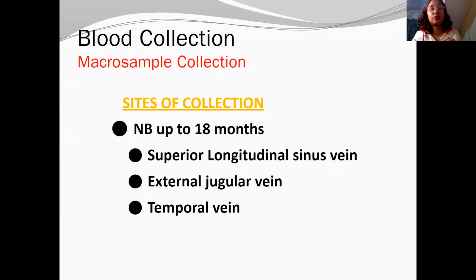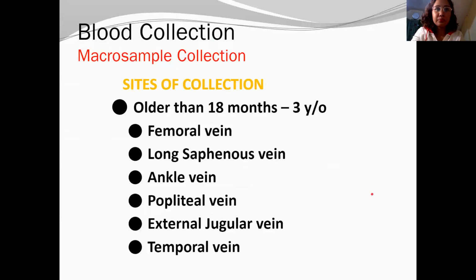So, where are the sites of collection? For newborns up to 18 months, these are the areas where you could extract: the longitudinal sinus vein, external jugular vein, and temporal vein. Usually, pediatric residents do this.